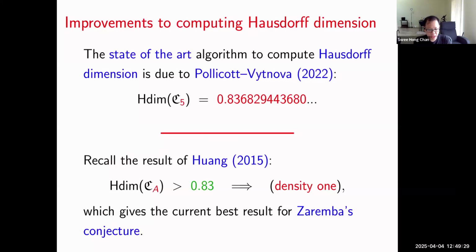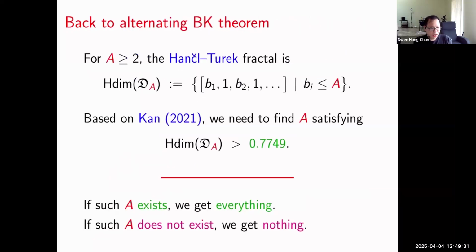Okay, if there are no questions, then let me go down to the alternating Baker theorem. For the alternating Baker theorem, the approach is the same. First, you define the fractal, which is now what we call the Hensley-Turek fractal. The one that corresponds to our problem is the one that alternates B1, 1, B2, 1, and so on. And based on Huang's result, we are in business if we can show that this number is greater than 0.7749. And this is where we are basically taking a gamble: if an A exists such that this number is greater than 0.7749, then we get everything.